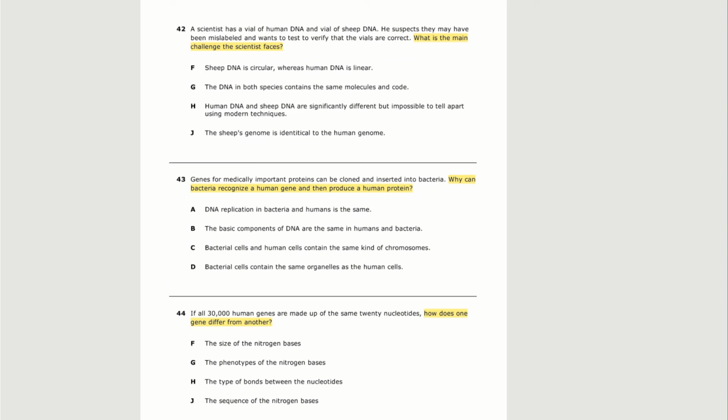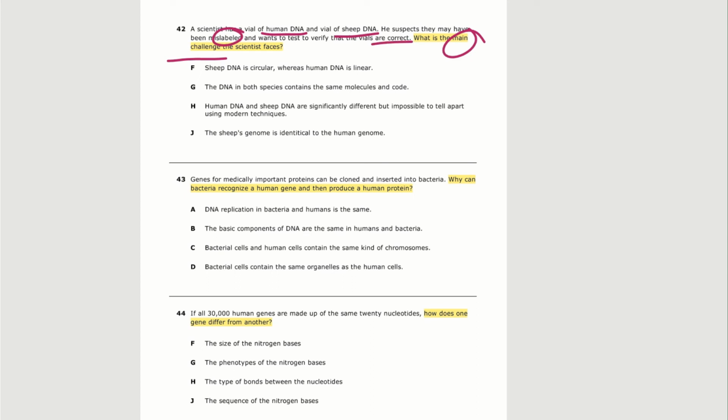What is the main challenge the scientist faces? I have to read because that doesn't tell me enough. A scientist has a vial of human DNA and a vial of sheep DNA. He suspects they may have been mislabeled. Uh-oh. That means they're mixed up. And wants to test to verify that the vials are correct. We'll have to test this, right?